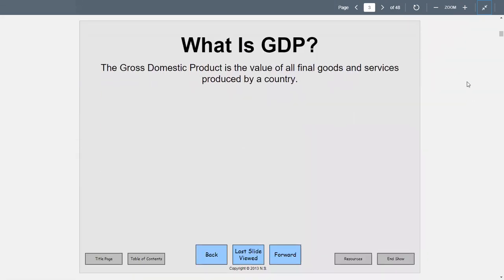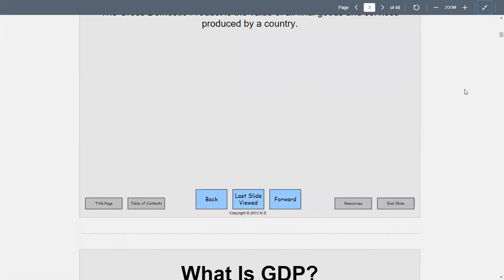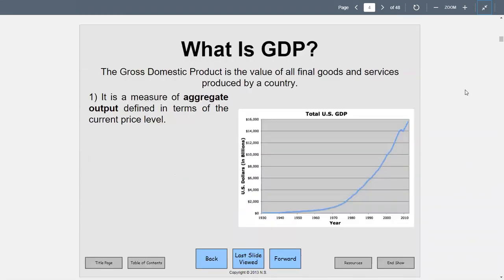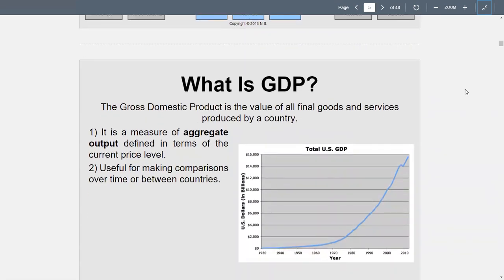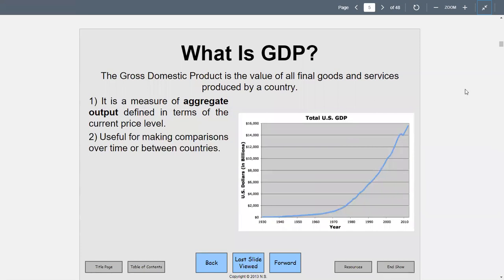So what is GDP? Gross domestic product is the value of all final goods and services produced by a country. It's a measure of aggregate output defined in terms of the current price level. So really it defines how well a nation's economy is doing. It's useful for making comparisons over time or between countries.